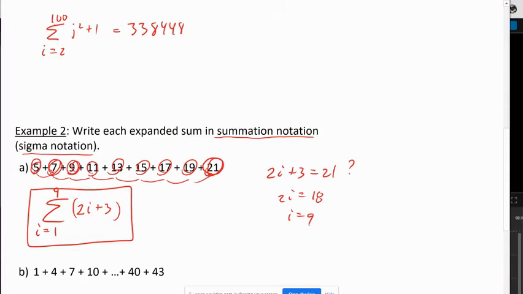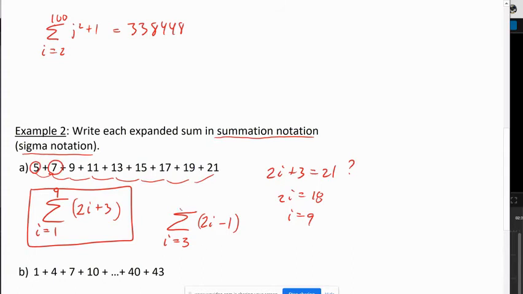Another way, you can start at any i value you want. So if I wanted to start at, let's say, i equals 3, we know it's going to be 2i. That would give me 6, so I'd have to subtract 1 to get 5. So we could say i starts at 3. 2 times 3 is 6, minus 1 gives me 5. That matches the first number. Now when I plug in i equals 4, that's 8 minus 1 is 7, and so on and so on.